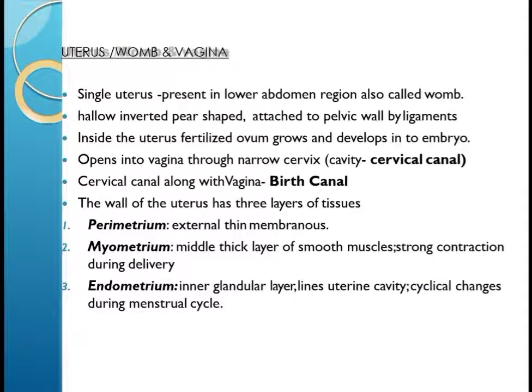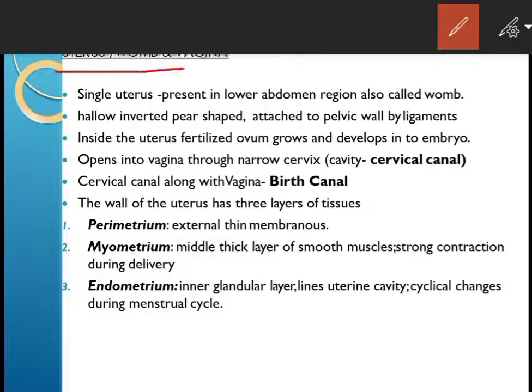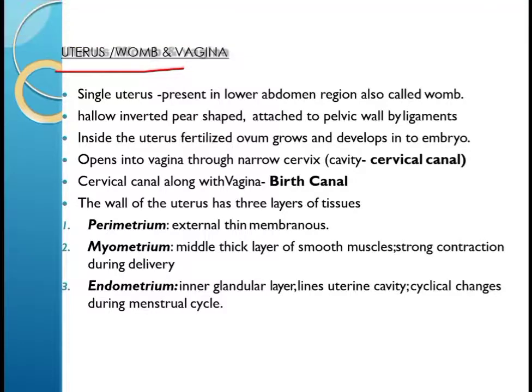Now let us study about uterus. Uterus is also known as womb of mother. It is about 7.5 centimeter long, 5 centimeter wide, like an inverted pear in shape. It is supported by ligaments attached to the pelvic wall. It lies between the urinary bladder and rectum.